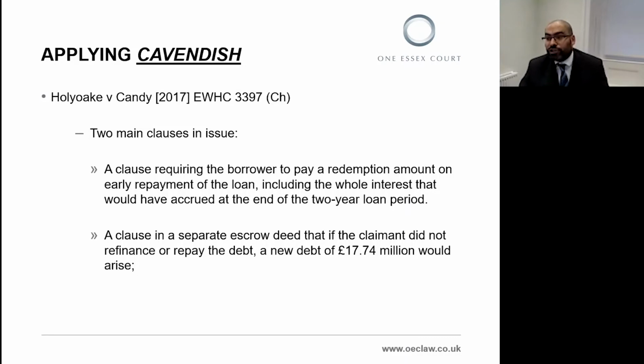First, as to the redemption amount clause, the obligation to pay arose not upon breach of the loan agreement, but upon early repayment. So in other words, this amounted to a conditional primary obligation, a primary obligation in the contract which arose on the occurrence of a non-breach event. So it was triggered on the event of early repayment, not on breach. And because it wasn't triggered by breach, it could not be a secondary obligation, and so could not be a penalty.